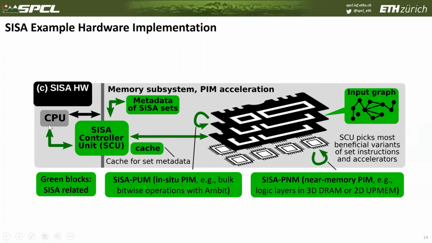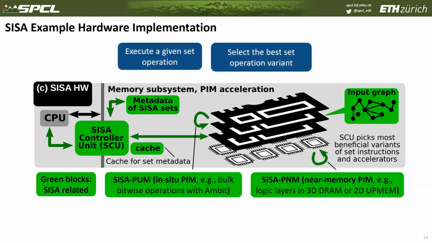So the general overview is that we issue our instructions to modify some data in the memory, and if these instructions are related to the set operations that we are implementing here, these operations will be intercepted by a small controller that we call SCU, and this controller is going to decide what variants of set operations and how these variants are going to be executed using our PIM acceleration. Right, so while executing a set operation, the SCU is going to select the best set operation variant, and in this process is going to use additional information about the sets, called the metadata of SISA sets, that we store in memory, and we will also cache in a small cache attached to SCU.